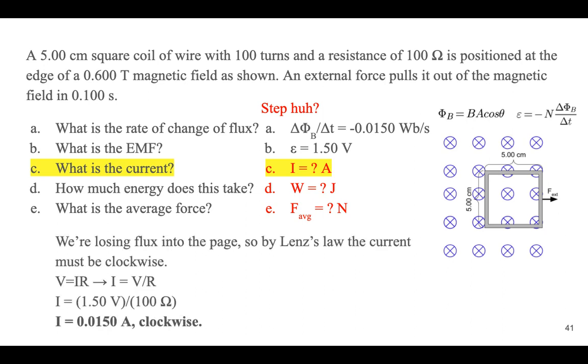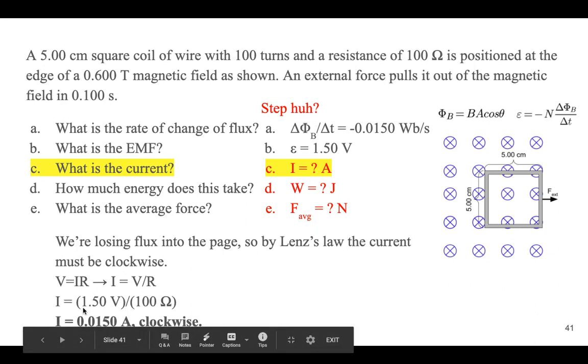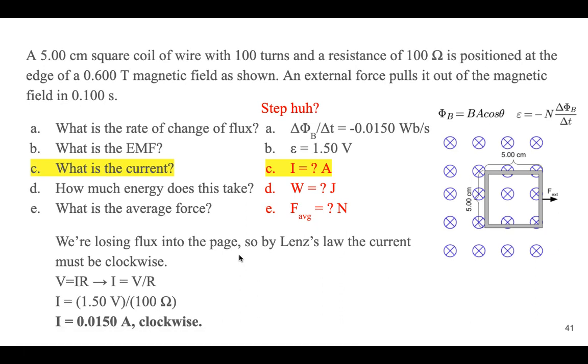So we're using V = IR. V equals IR. That means I is equal to V over R. So plug in what you just figured out for EMF, which is V, divide it by the resistance, and we end up with 0.0150 amps. And by Lenz's law, this induced current needs to be clockwise.